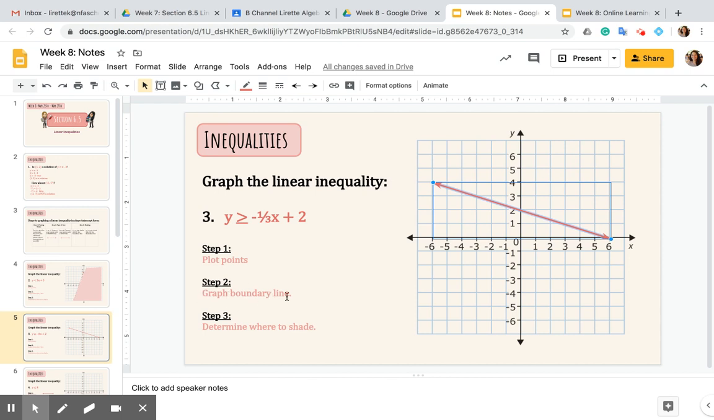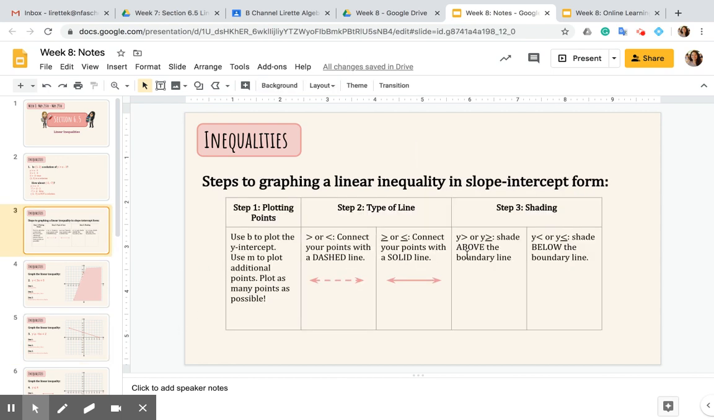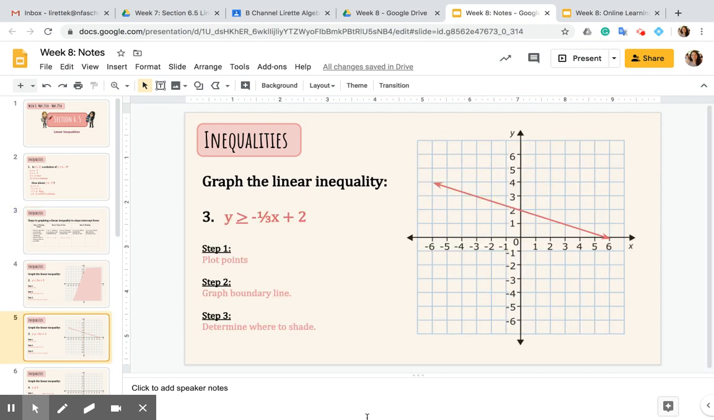Step 2 is you want to graph the boundary line. So I want to determine what type of line I need. Do I want a solid line or a dashed line? Well, my table said that if I have a bar underneath, I want it to be solid. So I'm just going to leave it like that.